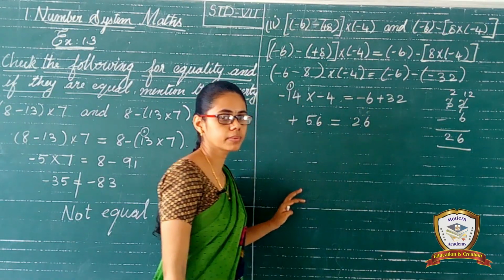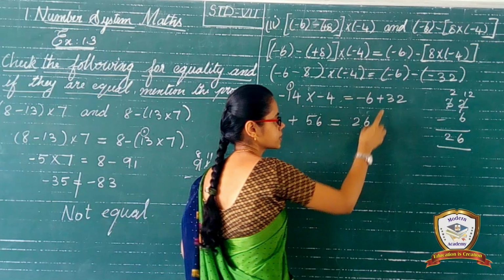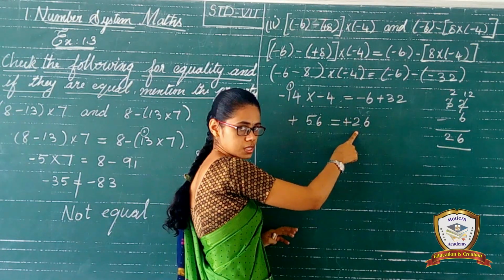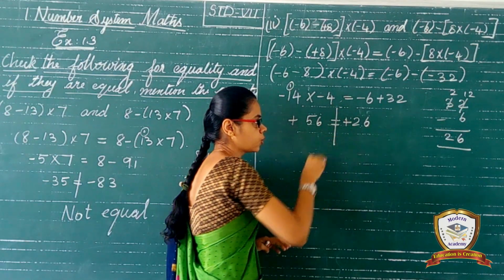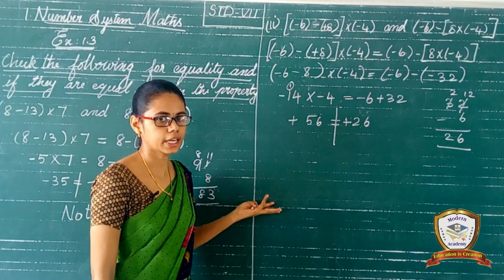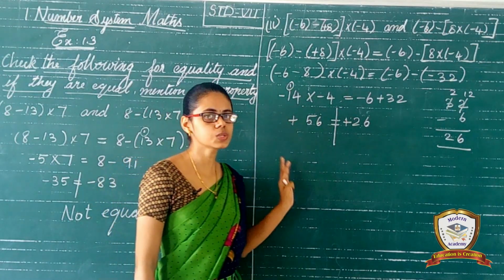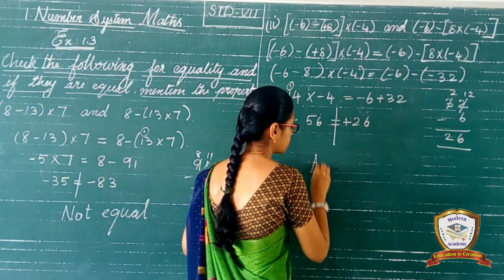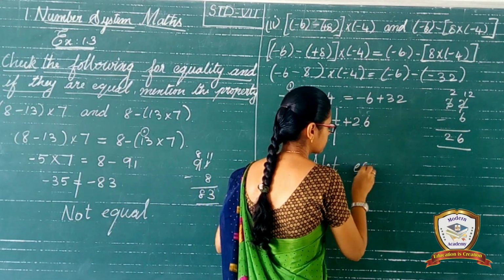See which one is the biggest number? 32. So 32 in front of the sign plus. Now we have to see here 56, here 26. Is it equal? No. It is not equal. So not equal means we have no property name. Okay. If it is equal, we have to find the property name. So directly we want to write here not equal.